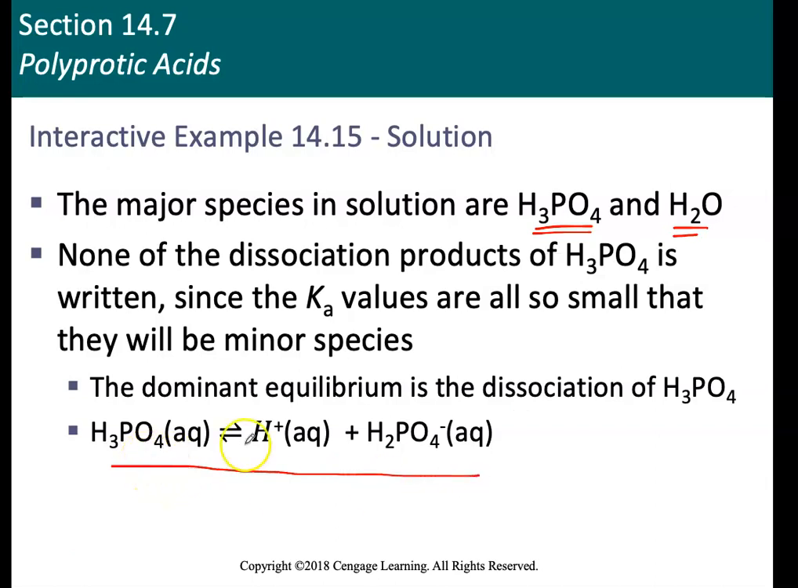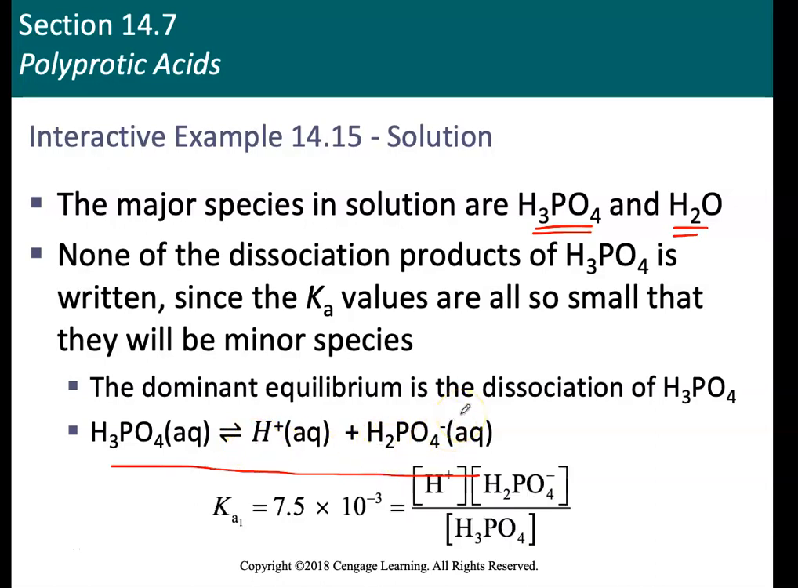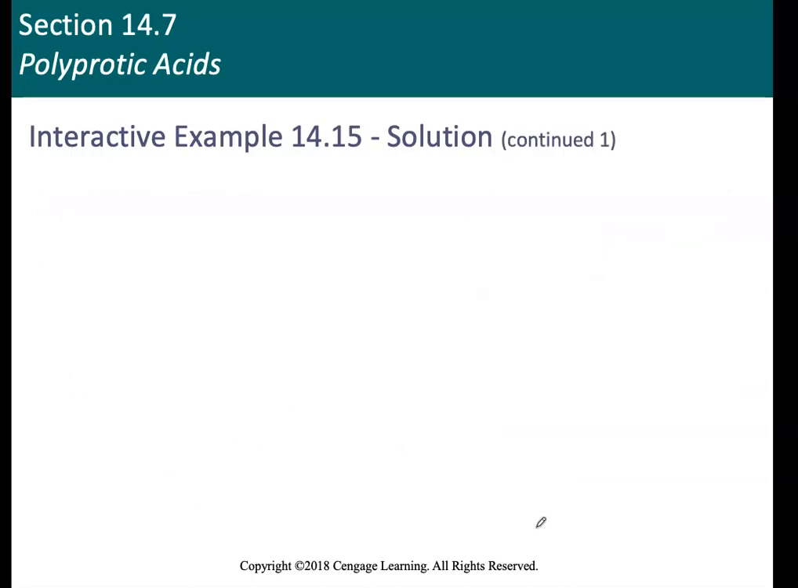H3PO4 losing a proton to form H2PO4 1 minus. And setting this up, you find that Ka1, 7.5 times 10 to the power minus 3, is the concentration of H plus, times the concentration of H2PO4 minus, divided by the concentration of H3PO4.